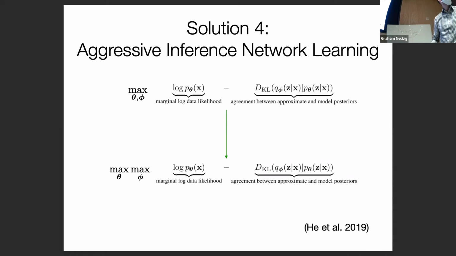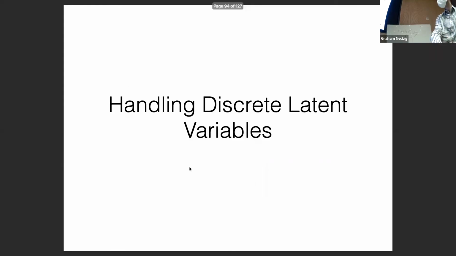Cool. So this is the standard variational autoencoder, where we have a latent continuous vector that you're optimizing things over. Are there any questions about that before I get into handling discrete latent variables?